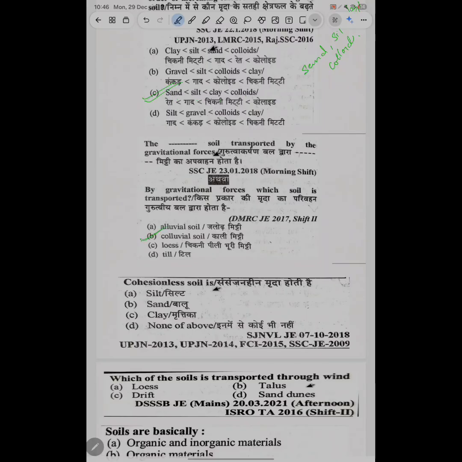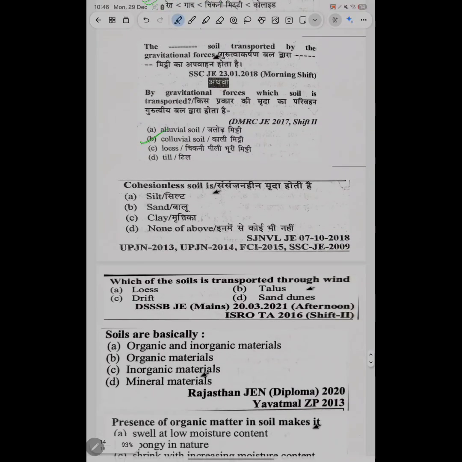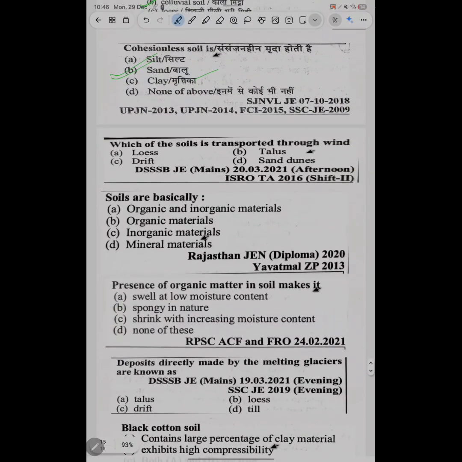Colluvial soil. Option B. Cohesive soil is clay, so cohesionless soil is sand. Option B. Which of the soil is transported through wind? Through wind we say aeolian soil.